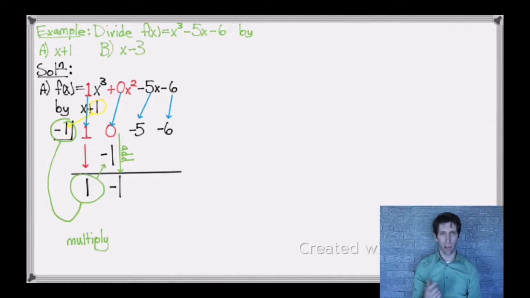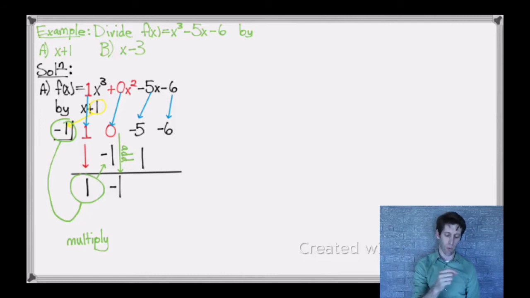0 minus 1 is minus 1. And then we just repeat that process. We take the number in the box, negative 1, multiply by that new number below the line, which is also negative 1, and write that diagonally up and right on the next line.